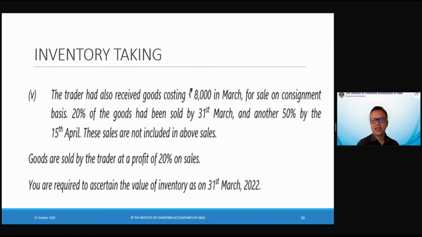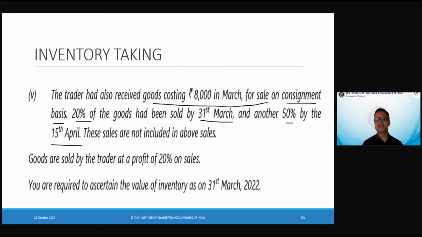The fifth point talks about the consignment sales. So I discussed the concept of sale and approval basis, and I discussed the concept of consignment sales. What it's saying is the trader has also received goods costing 8,000 in March for sale on the consignment basis. And out of that 8,000 of goods received on consignment basis, 20% has been sold by 31st March and 50% by 15th April. But these sales are not included in the above sales.